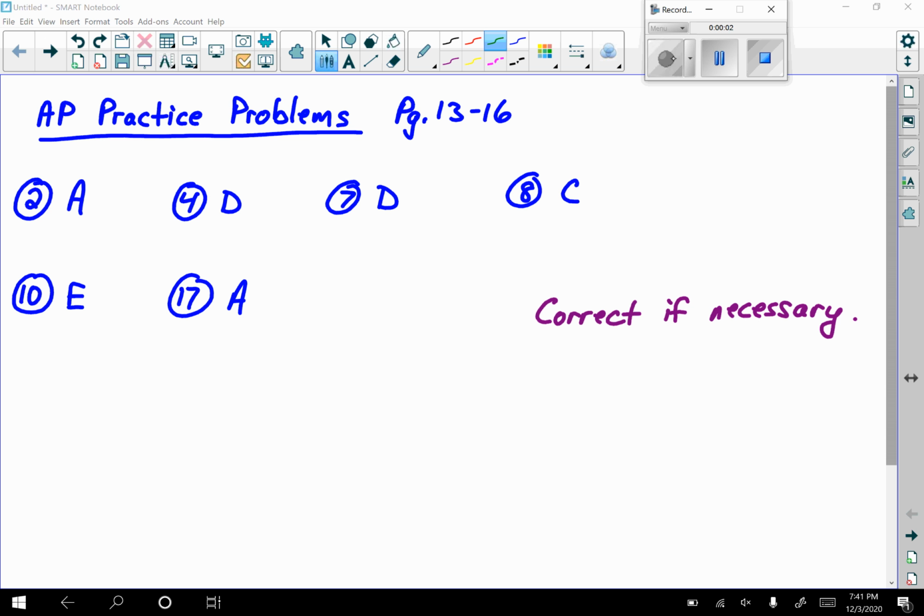the answers to the AP practice problems I assigned yesterday. So what I'd like for you guys to do is just check your answers, correct any, try them again if necessary, and then I will have them all worked out for you for next week.